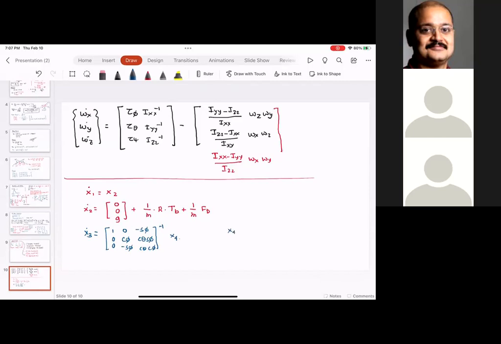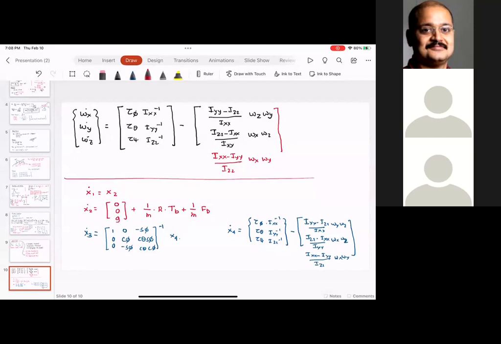and the last equation is x4 dot is equal to the equation that we just derived, tau phi, tau theta, Ixx inverse, Iyy inverse, Izz inverse, minus Iyy minus Izz divided by Ixx omega y omega z, Izz minus Ixx Iyy omega x omega y omega z, and the last equation is Ixx minus Iyy Izz omega x omega y. Now what are these x's and what are these?